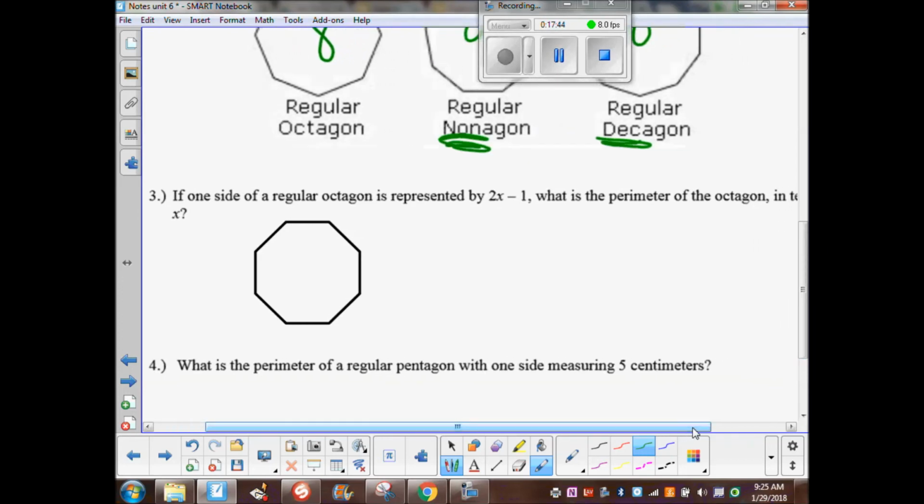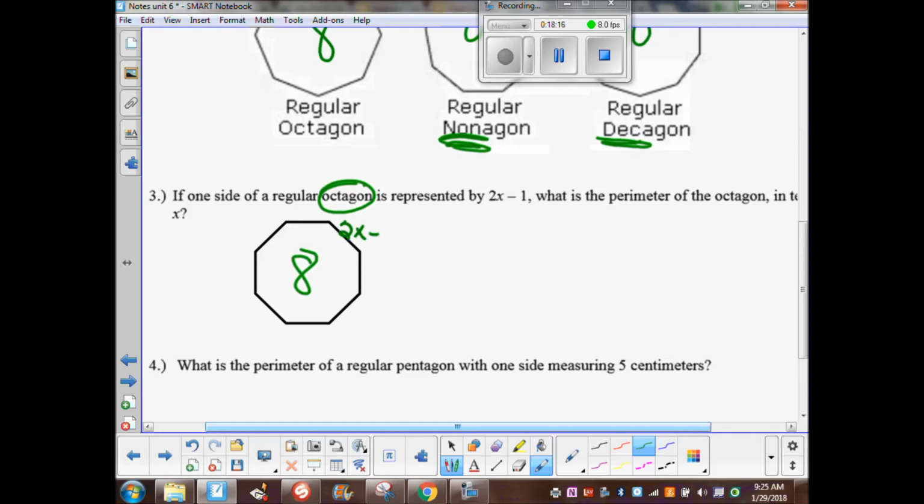So now, question 3 says, if one side of a regular octagon, I'm going to circle that, and I'm going to put an 8 in the center. Oh yeah, sorry, I keep forgetting because I have those there. Do the best you can drawing it. The octagon's a little bit harder to draw. It's a stop sign, right? Stop sign is an octagon.